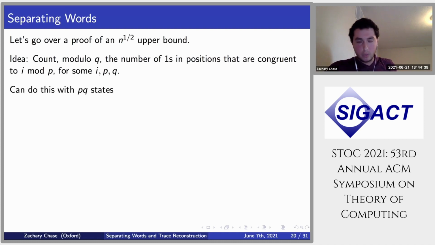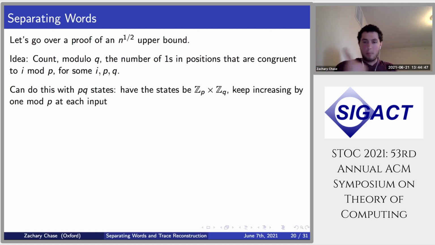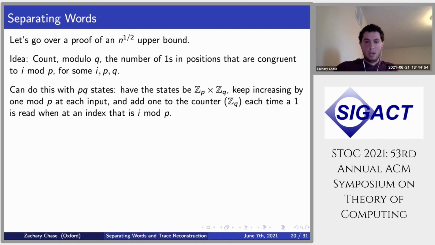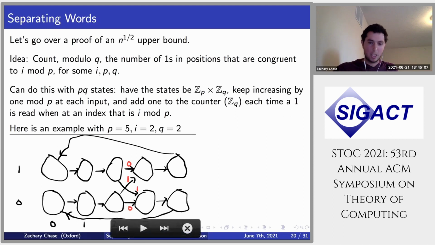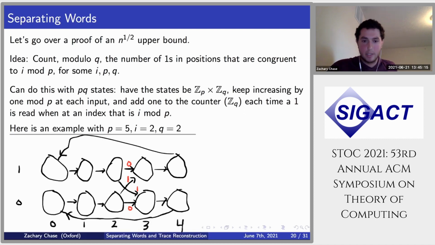So we can do this with a small number of states. You can have the states be Z mod p cross Z mod q, and you just keep cycling through Z mod p. And every time you're at an index I mod p and you read the bit 1, you jump up a level in Z mod q. So here's an example with p equals 5, I equals 2, and q equals 2. So q equals 2, so you just have 2 copies of Z mod 5, and you just cycle through them, except you go up a level, which for Z mod 2 is equivalent to just switching, every time you read a 1 when you're at an index I mod p, which is 2 mod 5. So down there.